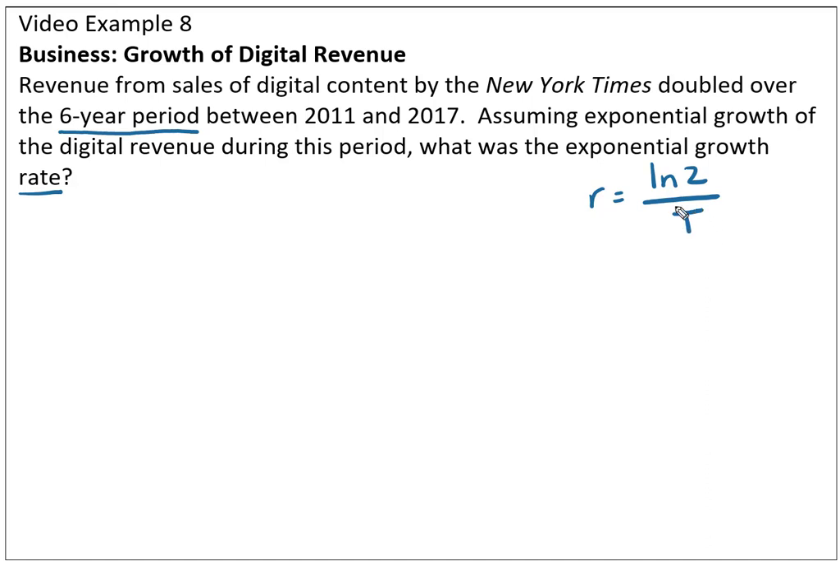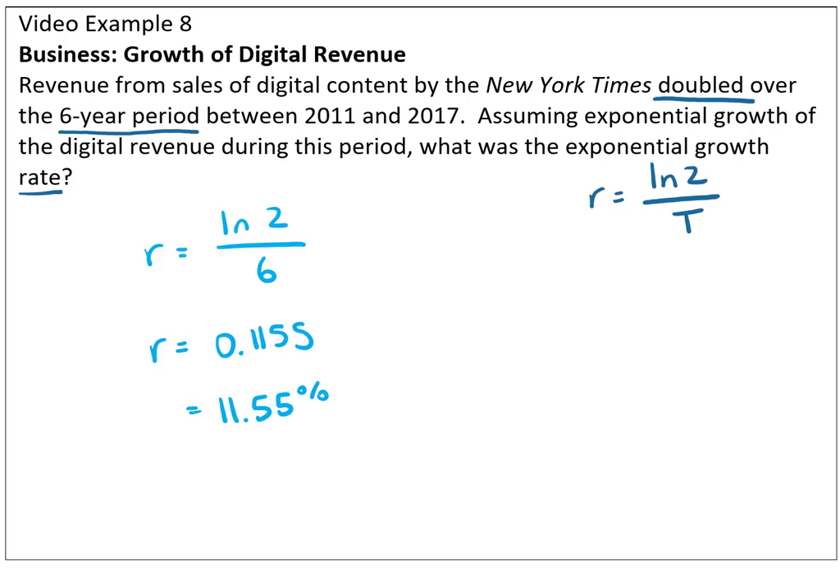Notice we know the time, so we're going to use that in the formula. We're going to be solving for rate. I'm using 2 because that's what it says, it doubled. Let's go ahead and plug this in. If I replace t with 6, since it took 6 years to double, then I can solve for r. And my calculator tells me that that is 0.1155. In other words, that's an 11.55% growth rate.